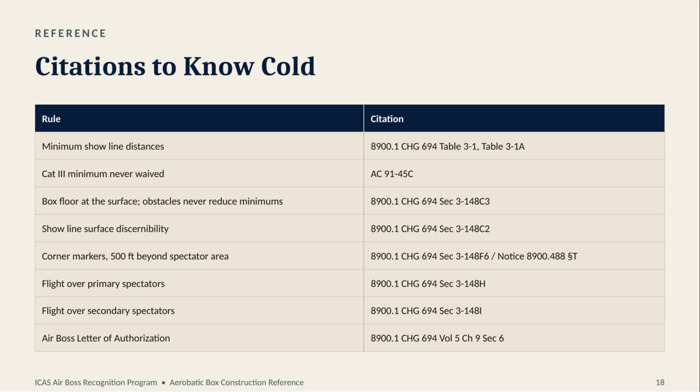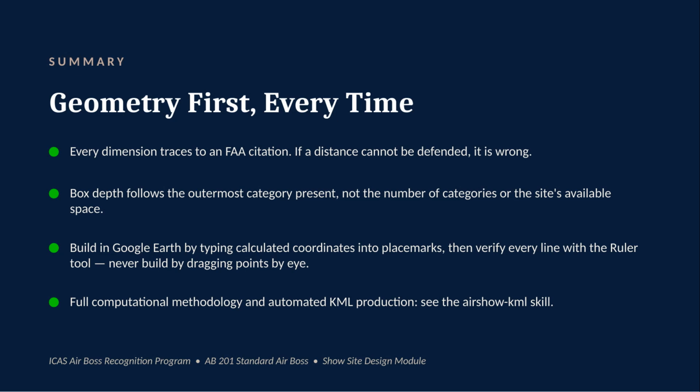Treat this slide as your quick reference card. Every rule in this module maps back to one of these 8 citations. 3 ideas to carry forward from this entire module. First, every dimension in an airshow layout traces to an FAA citation. If a distance can't be defended with a citation, it's wrong, regardless of how reasonable it looks on the map.